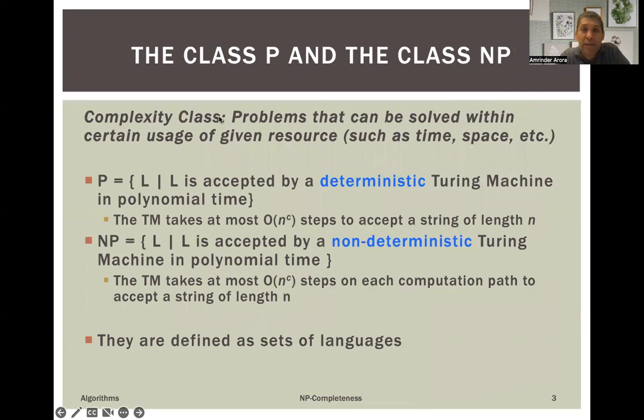So the class P and class NP are the two famous complexity classes. A complexity class is defined usually as a set of problems that can be solved within a certain usage of a given resource, time and space being two most common resources. There can be others as well, though. These two classes are formally defined as, the class P is defined as a set of languages that are accepted by a deterministic Turing machine in polynomial time. And NP is defined as a set of languages accepted by a non-deterministic Turing machine, also in polynomial time. And formally, they're defined as sets of languages.